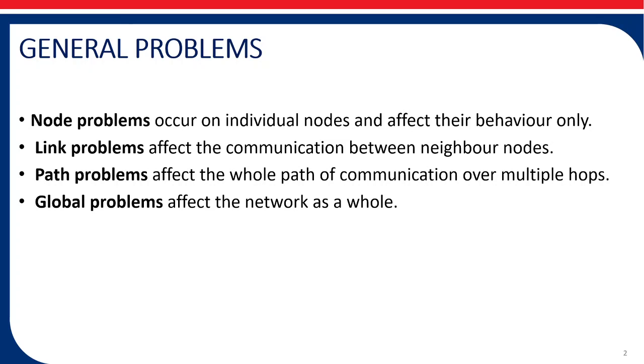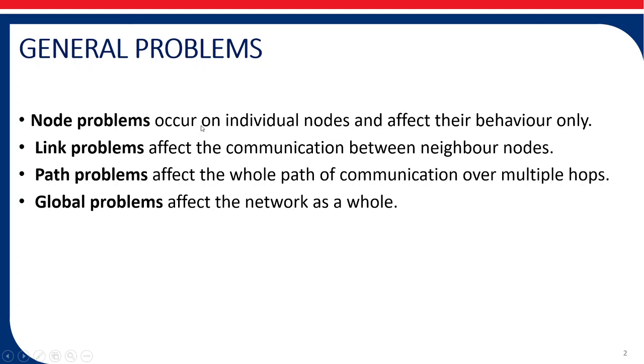A problem is an unexpected behavior of a node or a group of nodes which does not correspond to your formal or informal specification. It means whenever we are not getting the output we expect, there is some problem. So in the wireless sensor network, the problems are node problems.